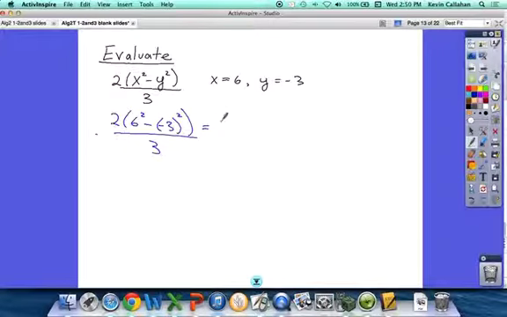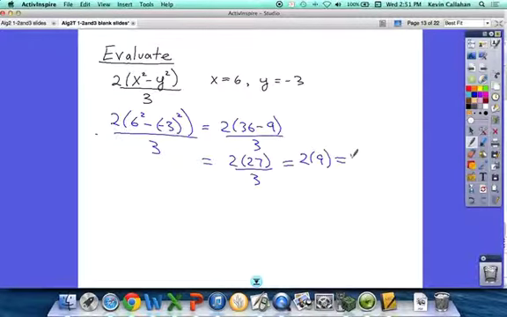So this is 2 times 36 minus 9 over 3, okay. Got to do parentheses, 2 times 27 over 3. Right, 27 over 3 is 9. So the answer is 18.